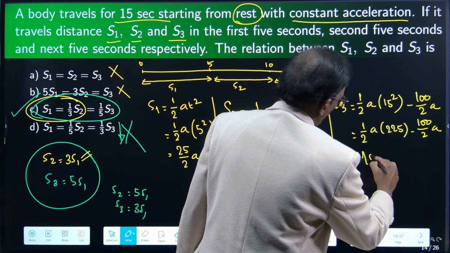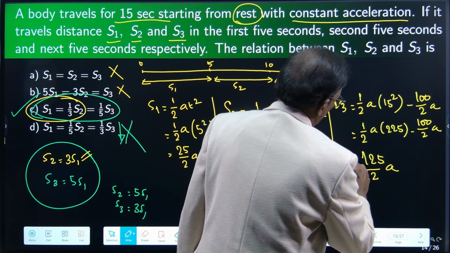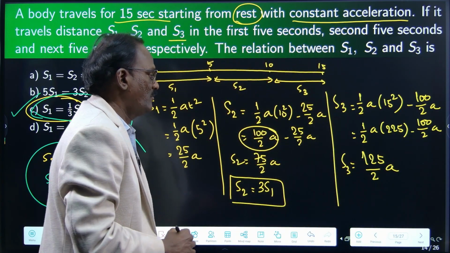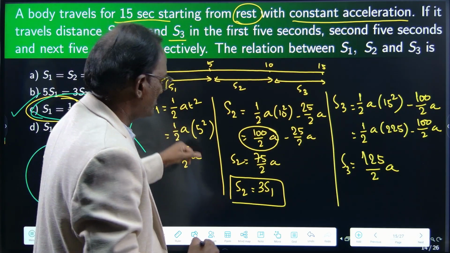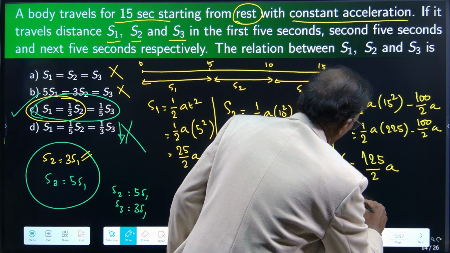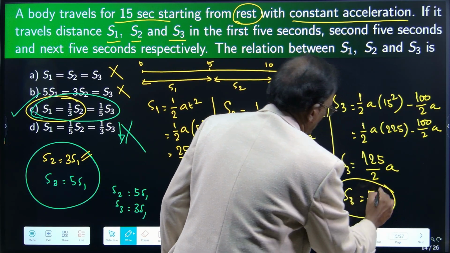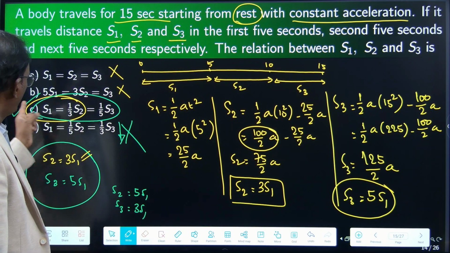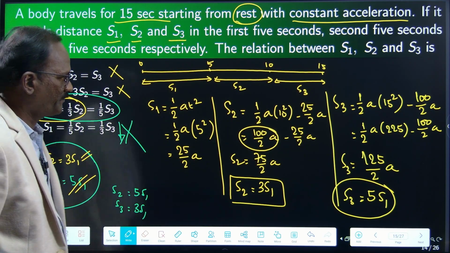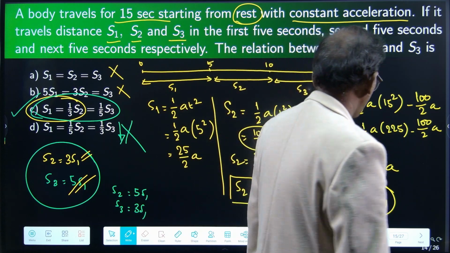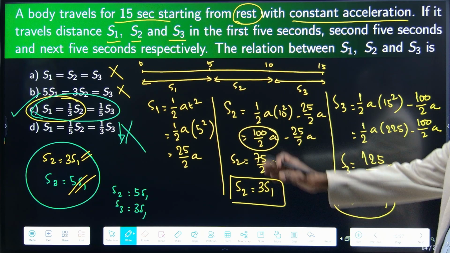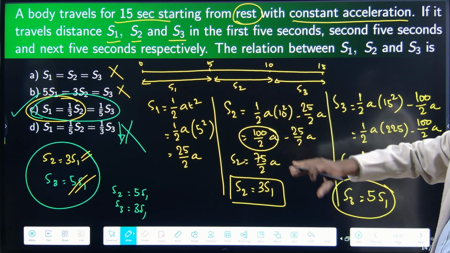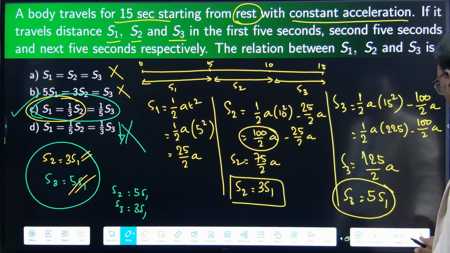Then it is 125 by 2a, S3. 25 by 2a is S1. So S3 is equal to 5 into S1. So this is also true. So logically you can arrive at the answer, right? No need of making this much of calculations. For positive acceleration, the speed will go on increasing, right? Look at the options. Which equation is increasing? S1, S2, S3, that's all. Next question.